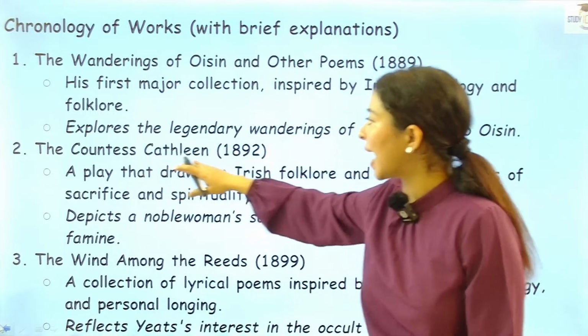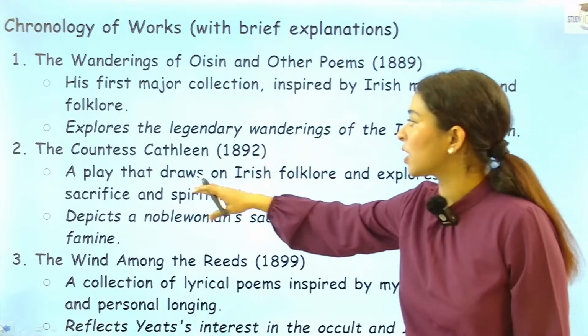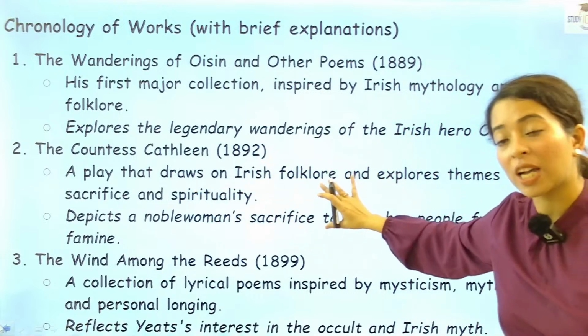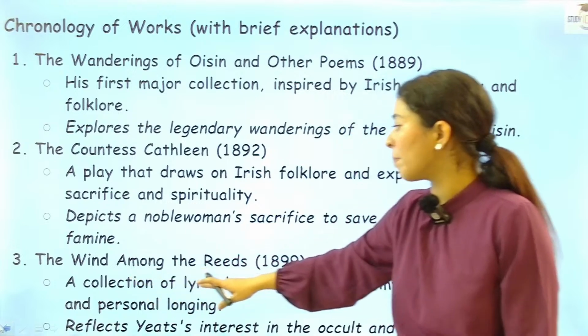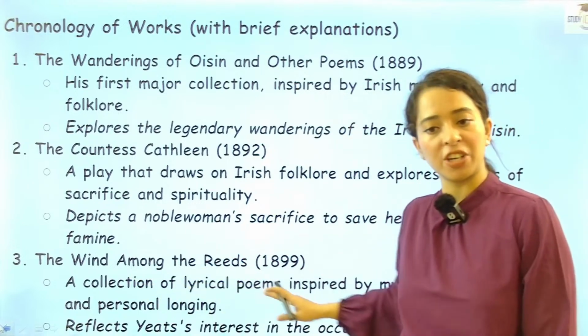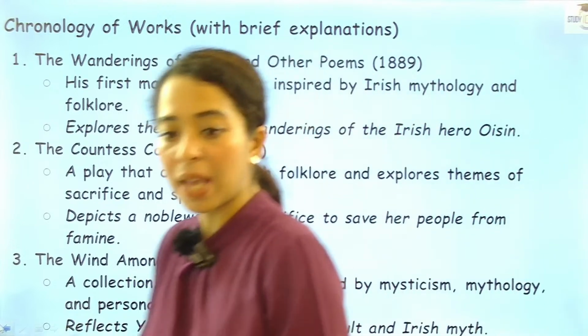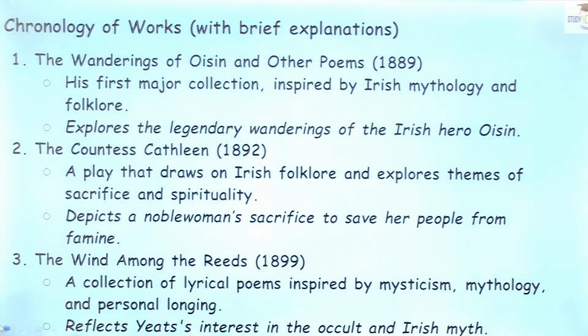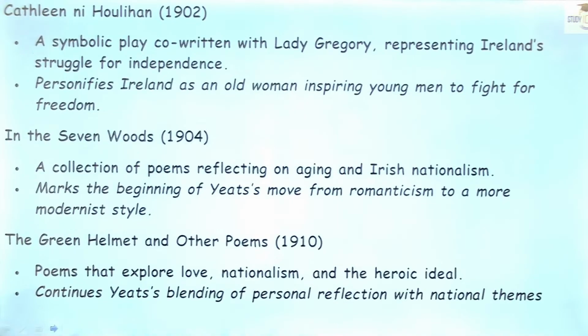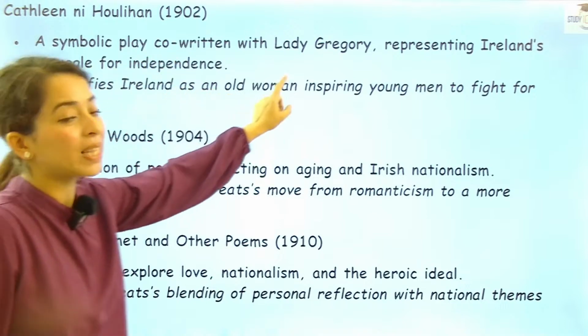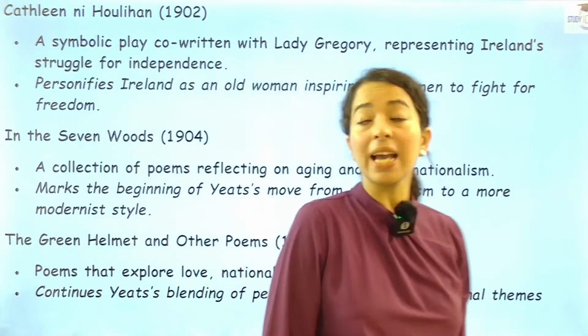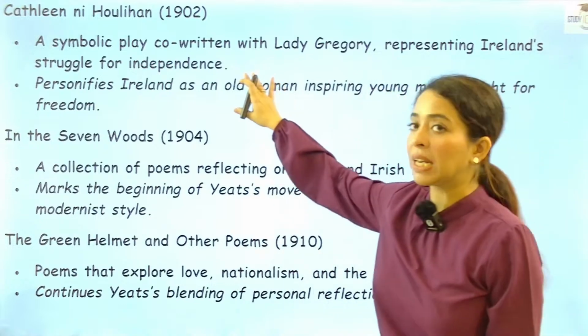The Countess Kathleen, 1892, a play that draws on Irish folklore. This was a work, a play. The Wind Among the Reeds, it's a collection of lyrical poems once again. Okay, next you have is Kathleen Ni Houlihan. It's a symbolic play that was co-written with Lady Gregory, representing Ireland's struggle for independence.